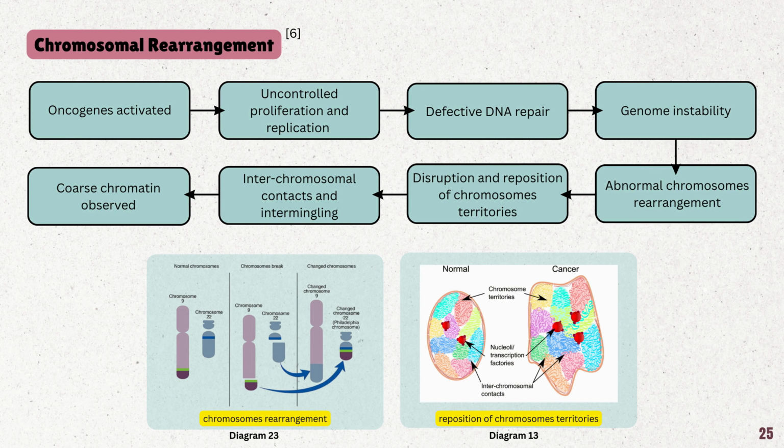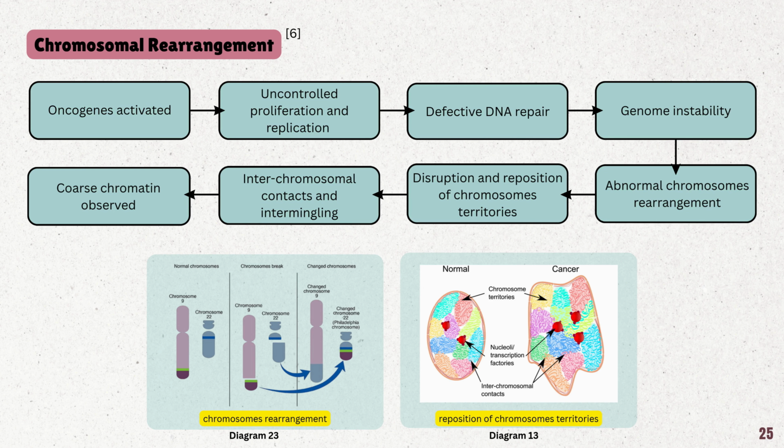Next is chromosomal rearrangement. In malignant cells, oncogenes are activated and overexpressed due to genetic alterations. This causes uncontrolled cell proliferation and continuous DNA replication. As DNA replication continues, replication stress occurs, leading to DNA damage. Since DNA repair mechanisms are defective in malignant cells, the DNA damage cannot be repaired efficiently and begins to accumulate. The accumulation of DNA damage causes genome instability, which leads to abnormal chromosomal rearrangement.